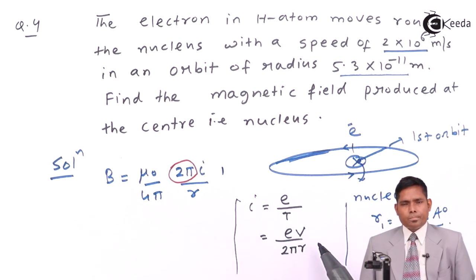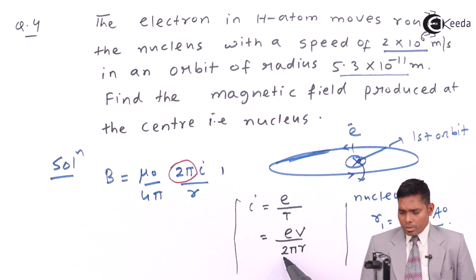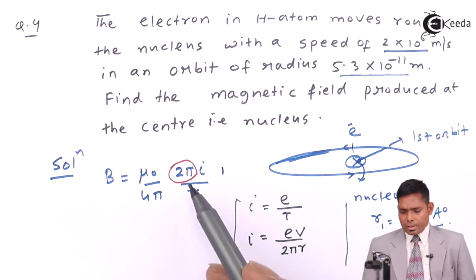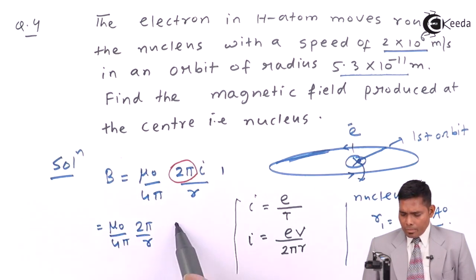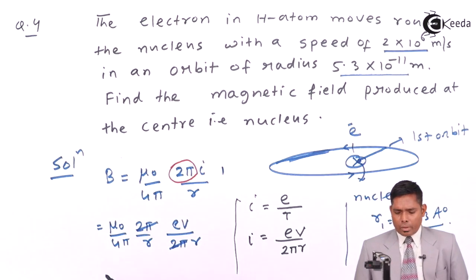That is the time. So time is known. So this is what is the current. So you have to substitute the value of current here. If you substitute the value of current as this here, what will we get? Mu naught upon 4 pi, 2 pi divided by r, and I is EV divided by 2 pi r. This 2 pi cancels, and the rest you have to put the values.